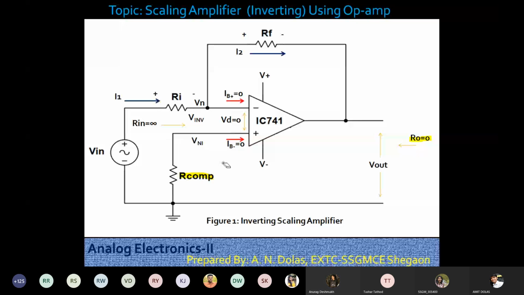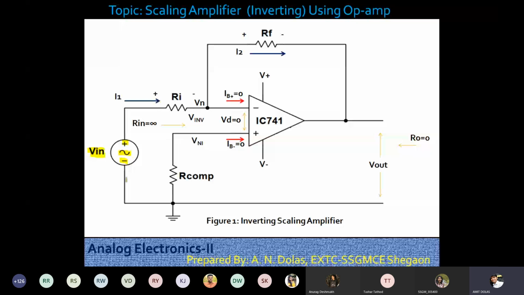Now, you can see what is V in. V in is the input source. As it is a source, and if it is non-zero, of course it will generate current. It may be an AC source or a DC source, no worry about it. If it is an AC source, it will generate AC current. If it is a DC source, it will generate DC current. So I have shown both here. You can operate this op amp on AC as well as DC, no worry about that.